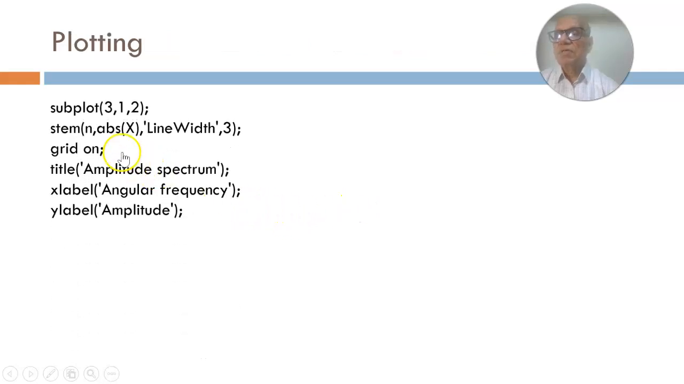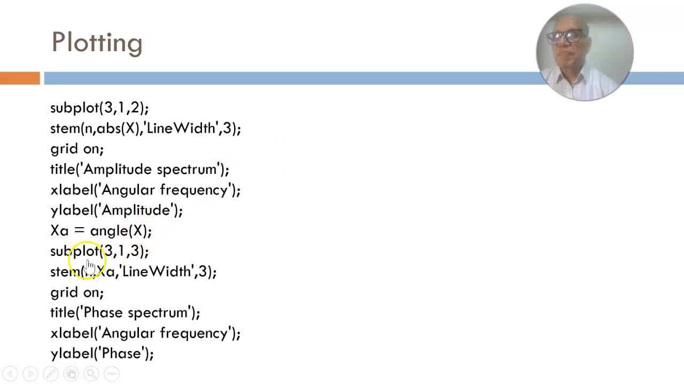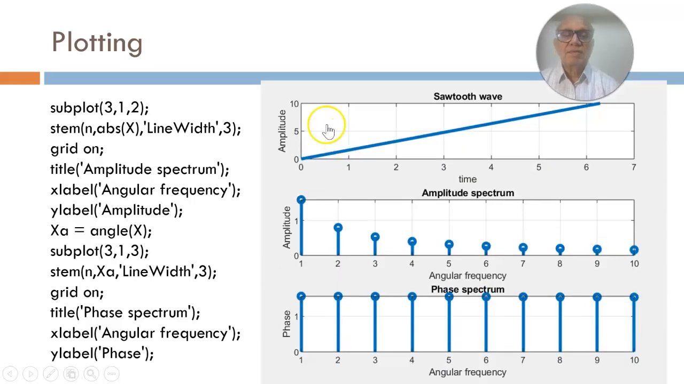So now you need to plot. So what you do, subplot 312 is the second plot. Stem, now x is already available, you plot its absolute value, the usual. Then find the angle of x, which will allow you to compute the phase angles for various values of x, and then you plot that. So let us now see all the three plots together.